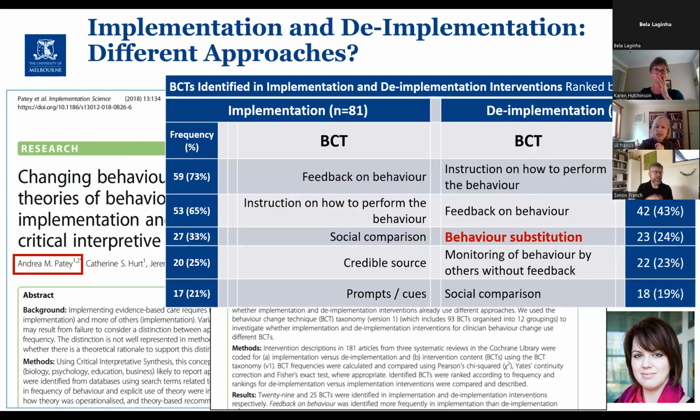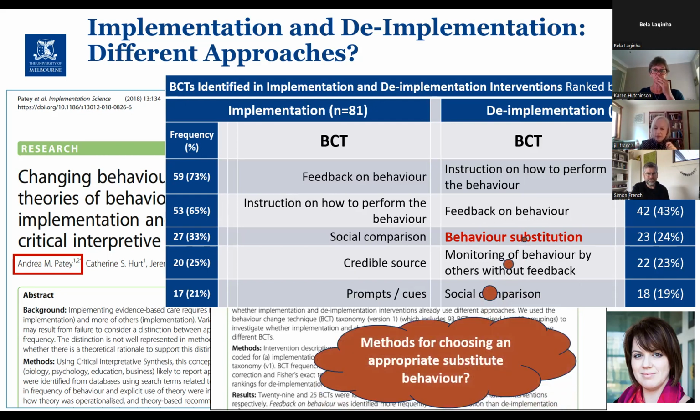The standout behaviour change technique that has been used for de-implementation is behaviour substitution. In other words, addressing Norman Swan's problem of the hardest thing to do is nothing. If you want to reduce your performance of a certain behaviour, don't just do nothing, replace it with a substitute behaviour. Again, this is about what people have used in attempting to de-implement. We need to have more evaluation in terms of whether this is actually effective, if it's an appropriate substitute behaviour. You don't want to substitute one low-value care behaviour for another low-value care behaviour. So let's think very carefully about what is an appropriate substitute behaviour.